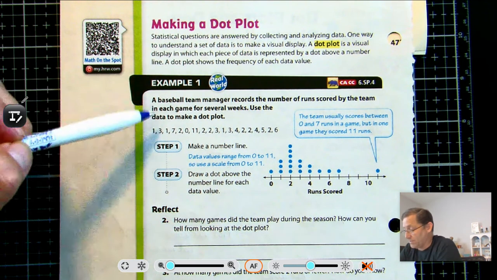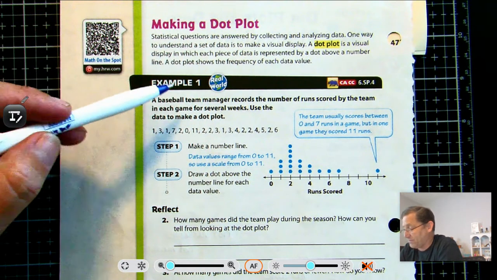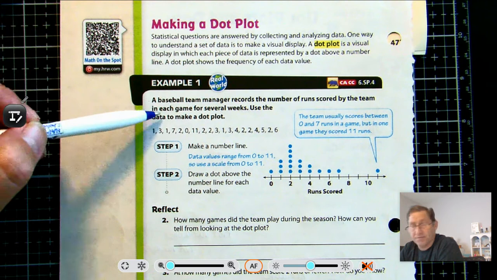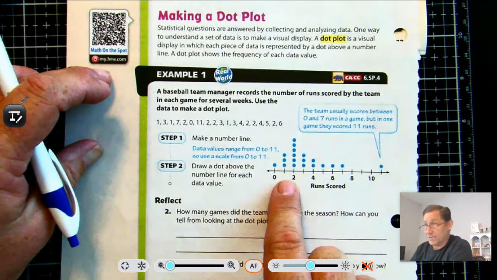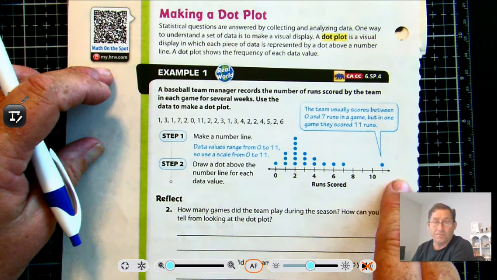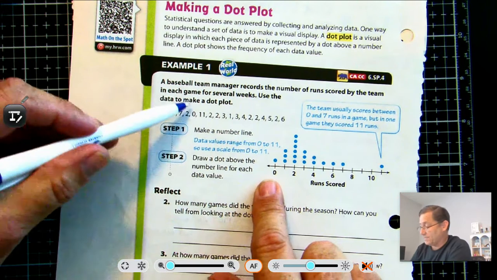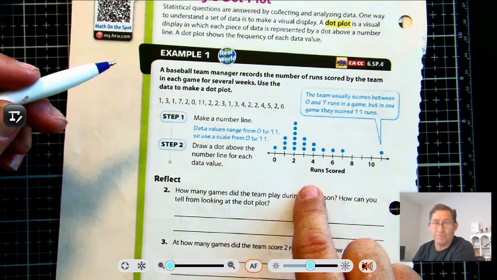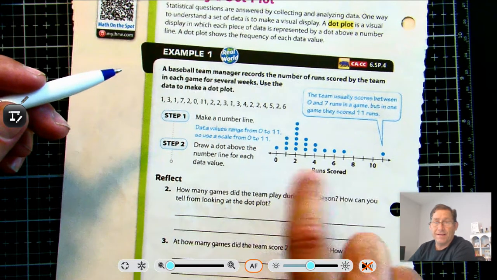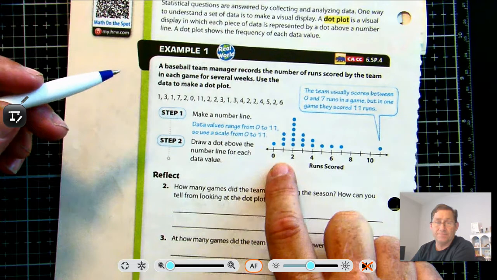Okay, so let's look at this one. A baseball team manager records the number of runs scored by the team in each game for several weeks. Use the data to make a dot plot. So we have all these numbers here, and then they put dots above each one as they went along. So you make a number line that includes all the pieces of data. So it goes from 0 to 11. And we're collecting runs scored, and these are the number of times the team scored that many runs.